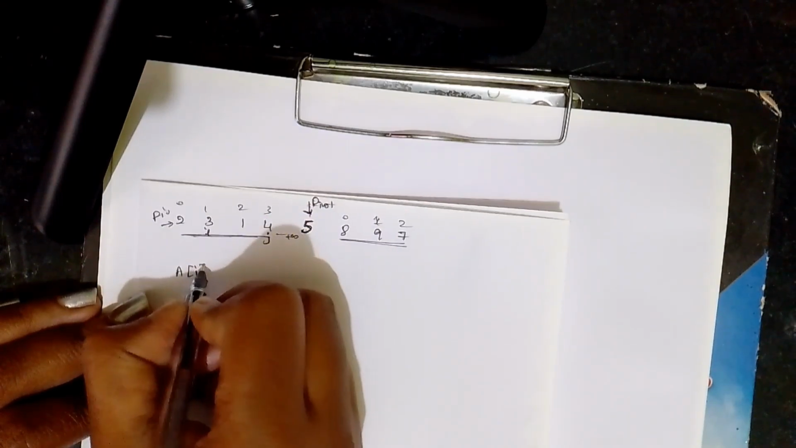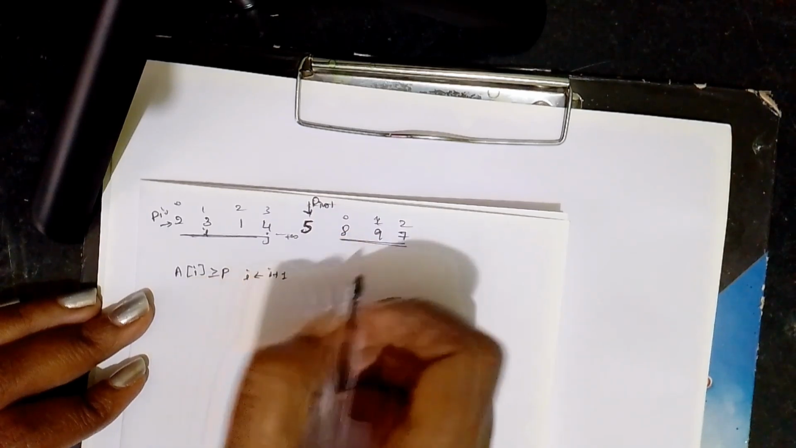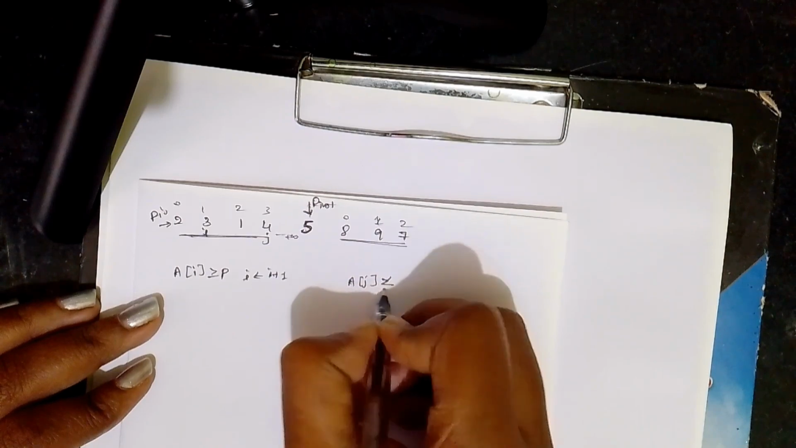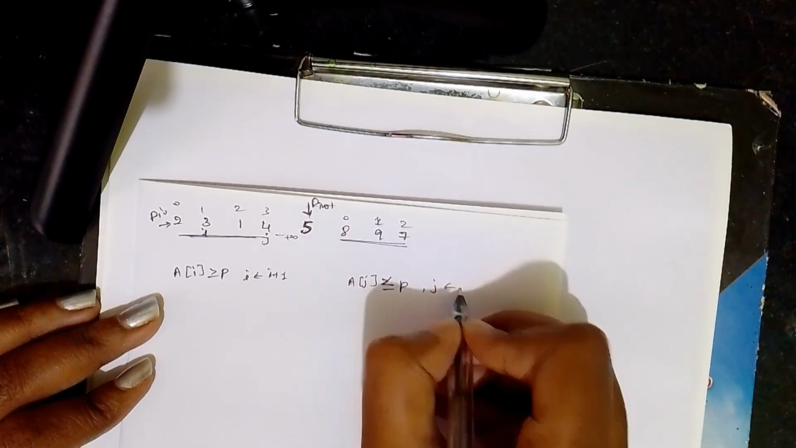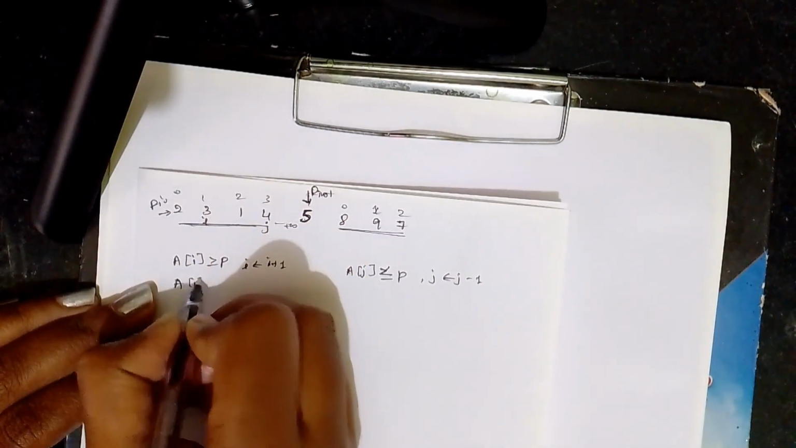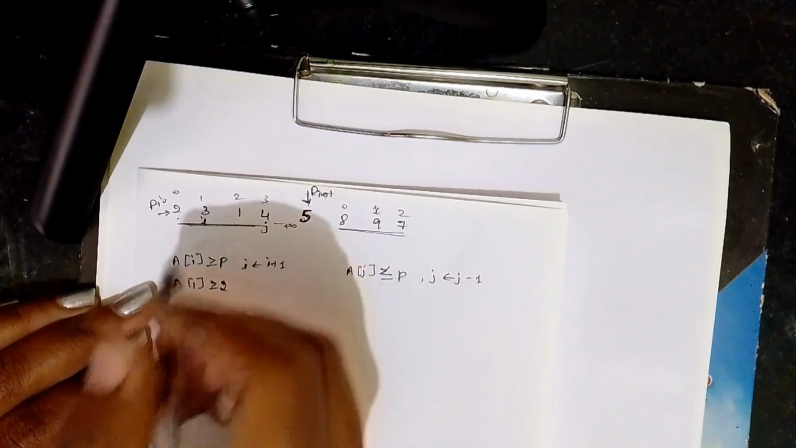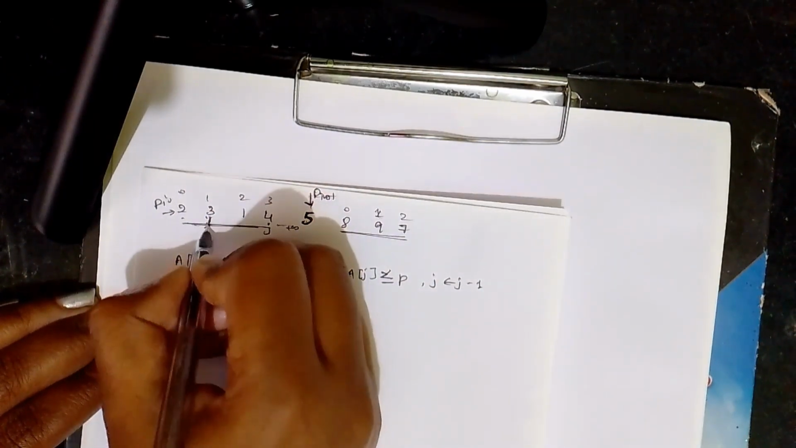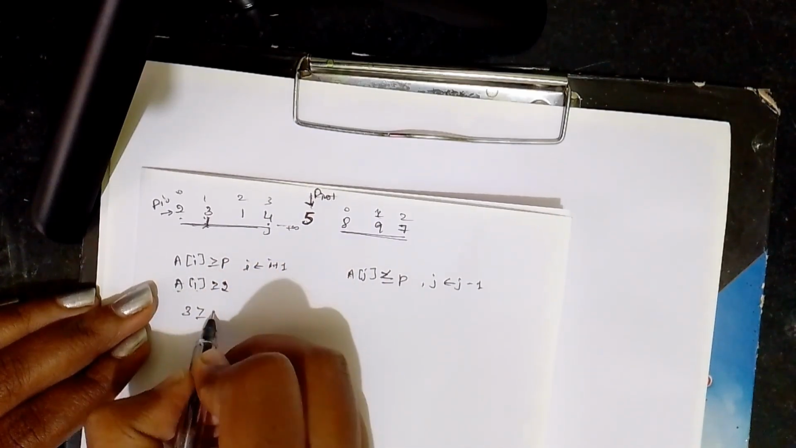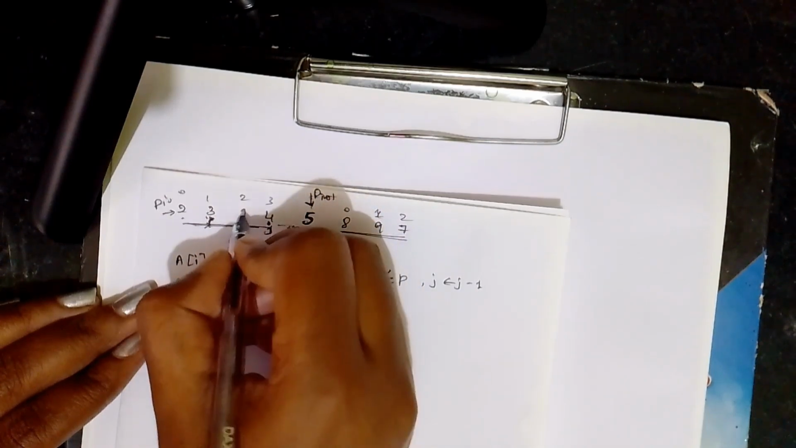A of i should be greater than or equal to p, and i will increment on each step, and here A of j should be less than or equal to p. j will decrement on each step. Here we have A of 1, and pivot element is 2, right? As I said before, i will stop only when we get an element which is greater than our pivot element. Here A of 1 is 3. 3 is greater than 2, right? It will stop here, and we have to move this j further, right?